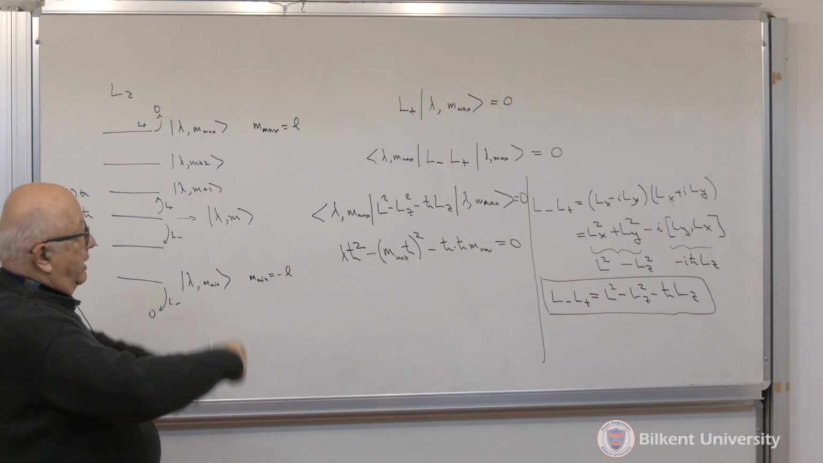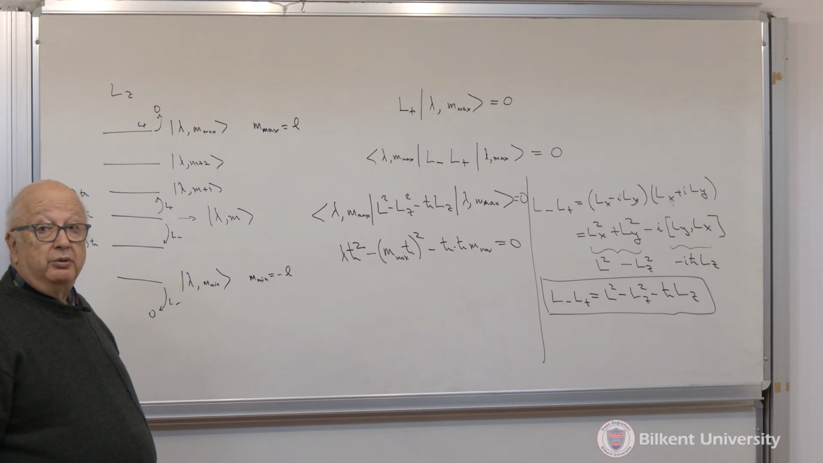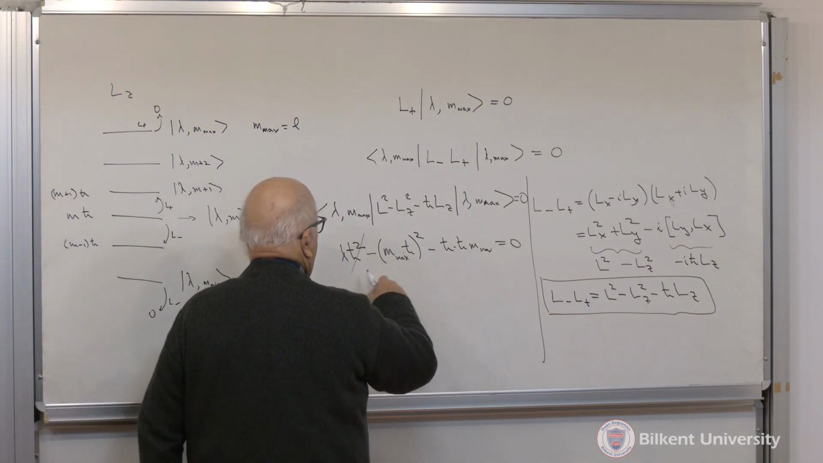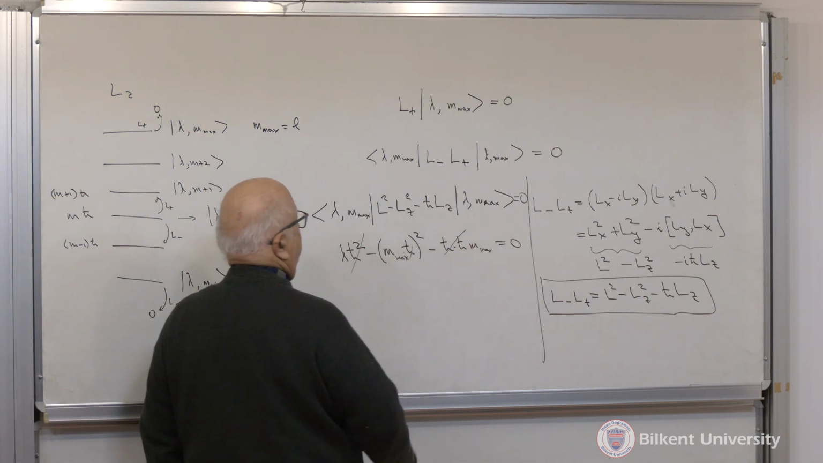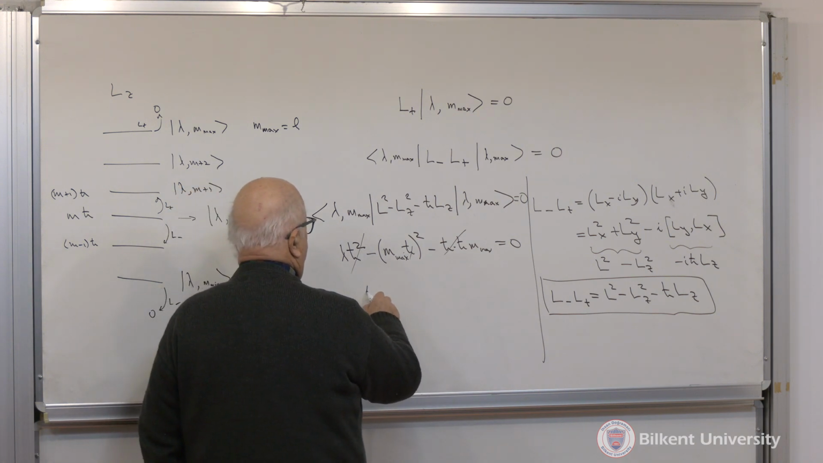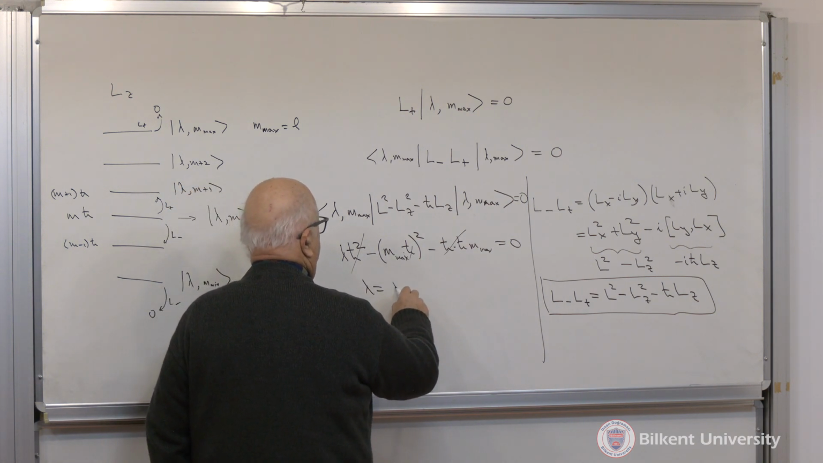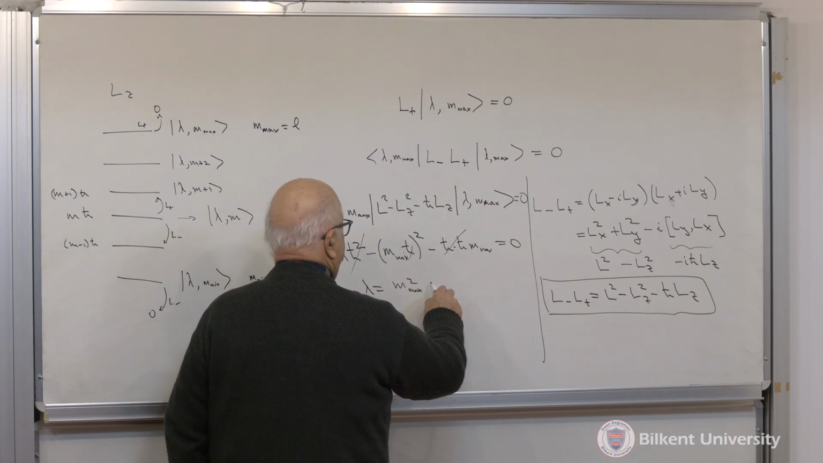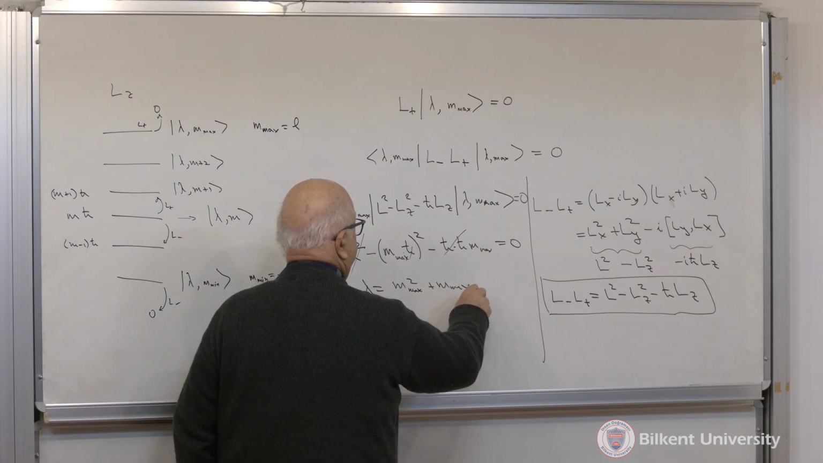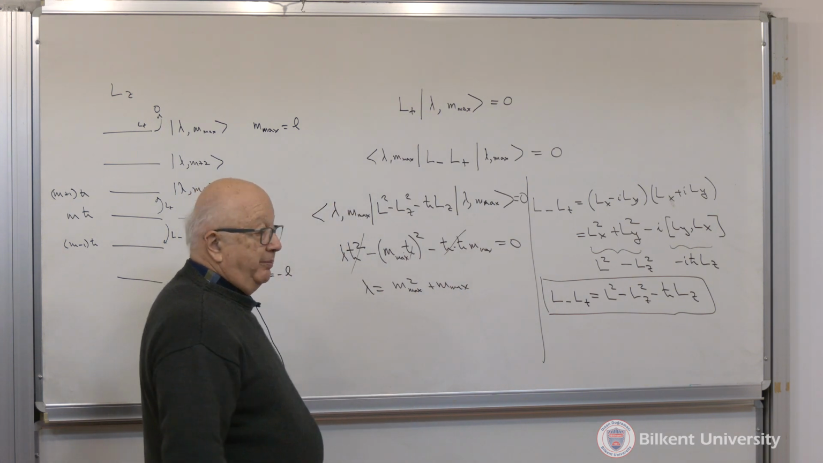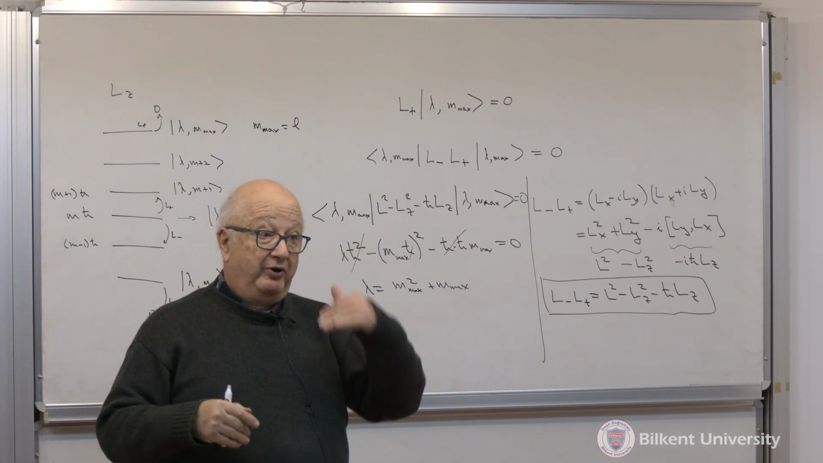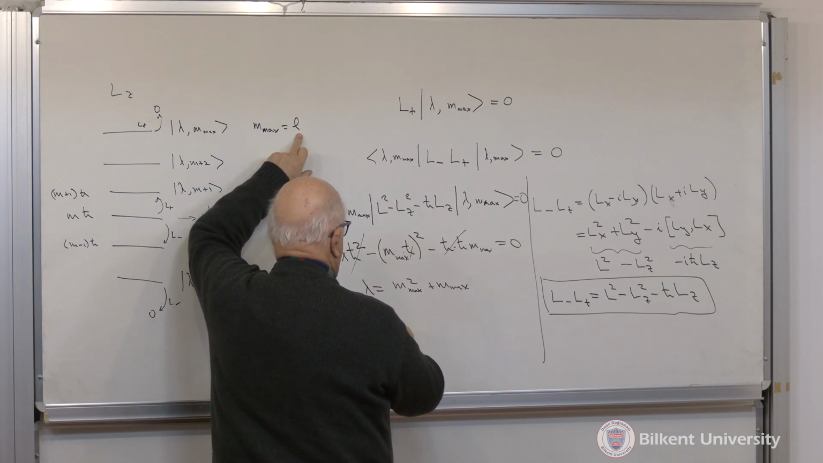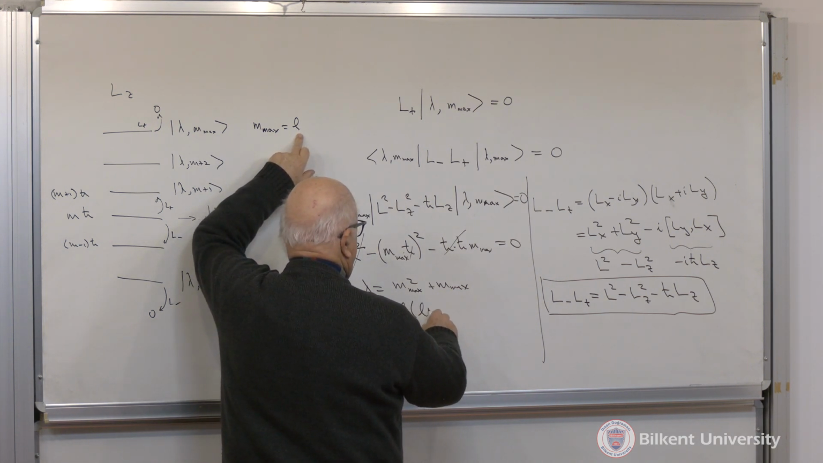The bra and the ket are normalized to 1, so they disappear. So I just cancel the h bar squareds. And what do I get? Lambda equals m max squared plus m max. I have been carrying out this m max just to emphasize that it's the maximum value of m, but that's something that I called L. So this lambda is equal to L times L plus 1.